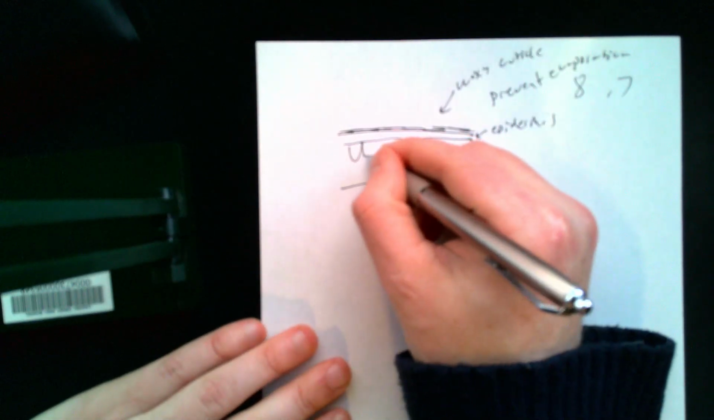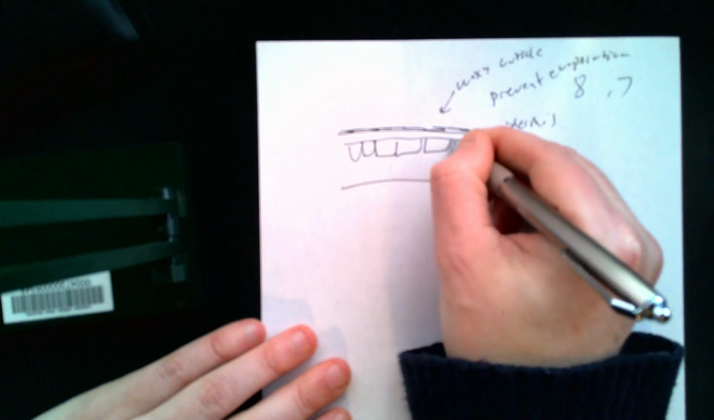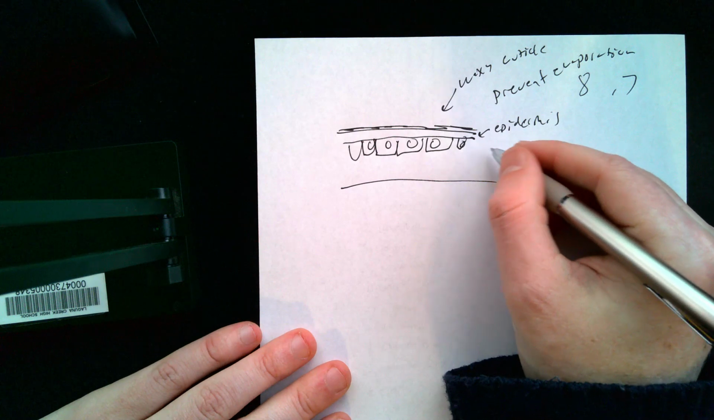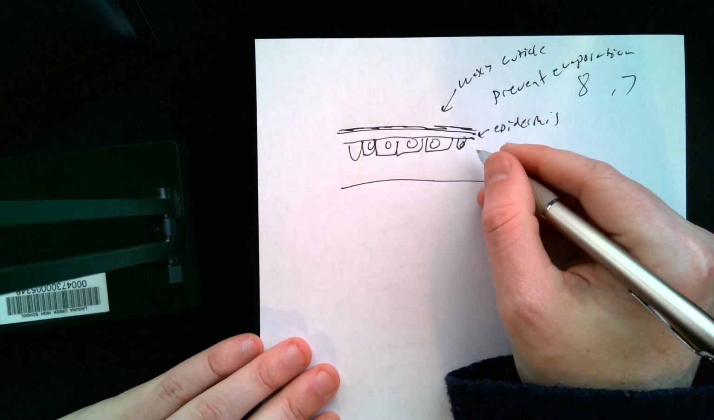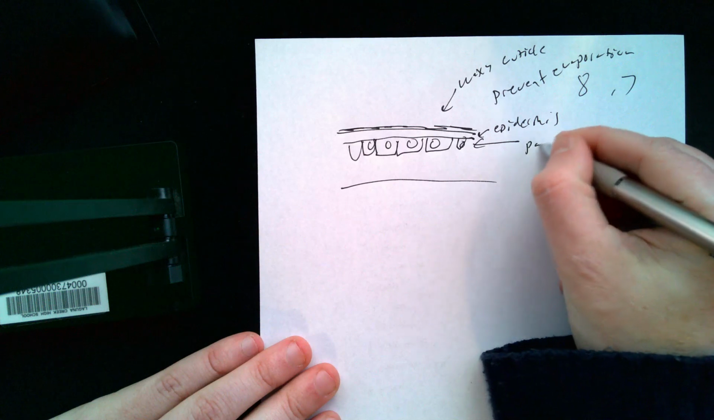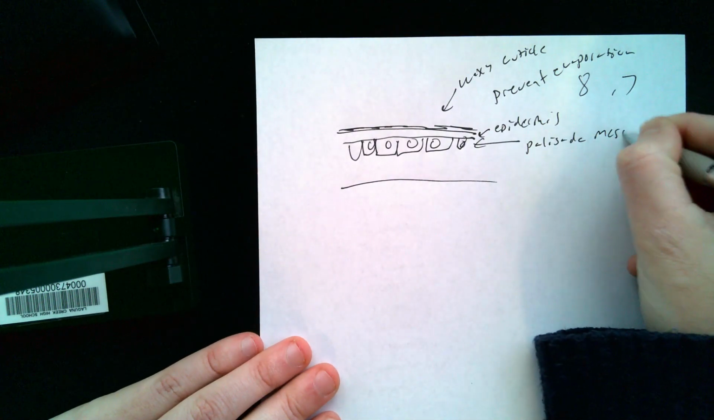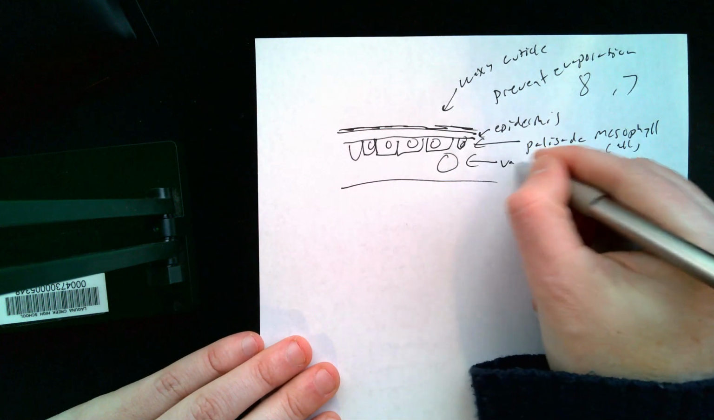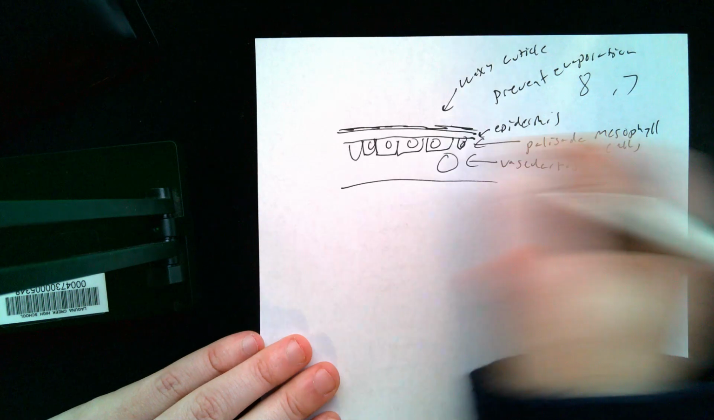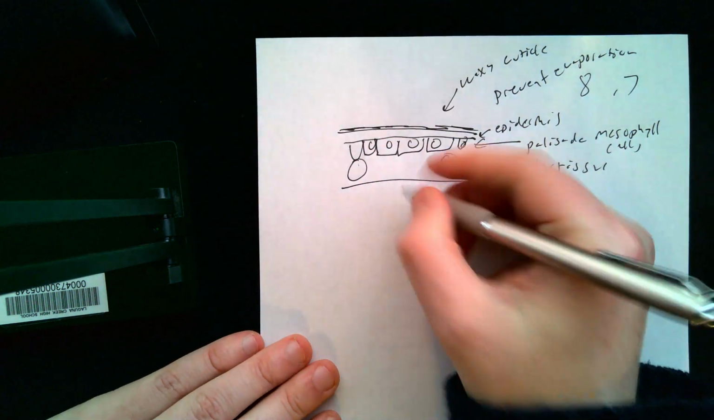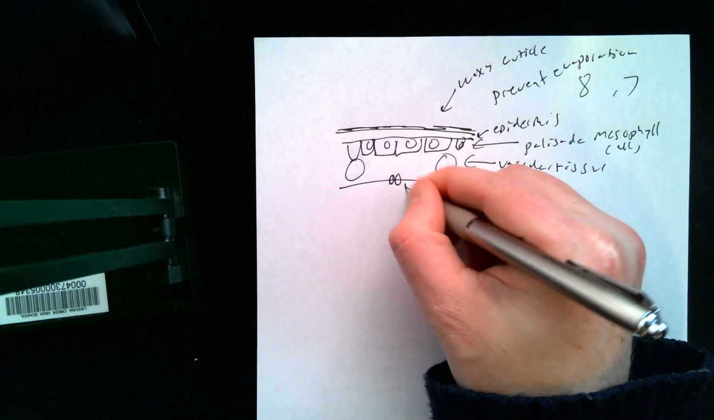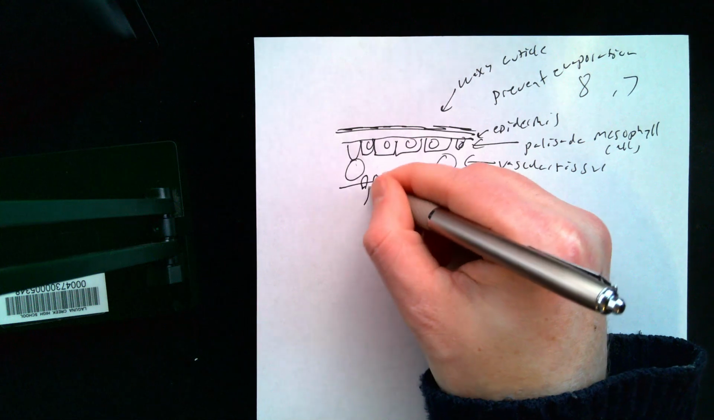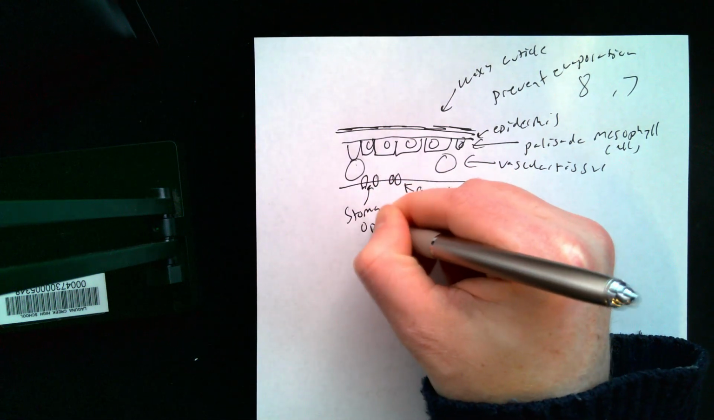Then they have palisade mesophyll cells, and these are going to have lots of organelles in them called chloroplasts. And those chloroplasts are where photosynthesis is going to happen. Then you have your vascular tissue running throughout the leaf. Then on the bottom, you have guard cells. And if they open and go turgid, you have your stoma, or an opening.